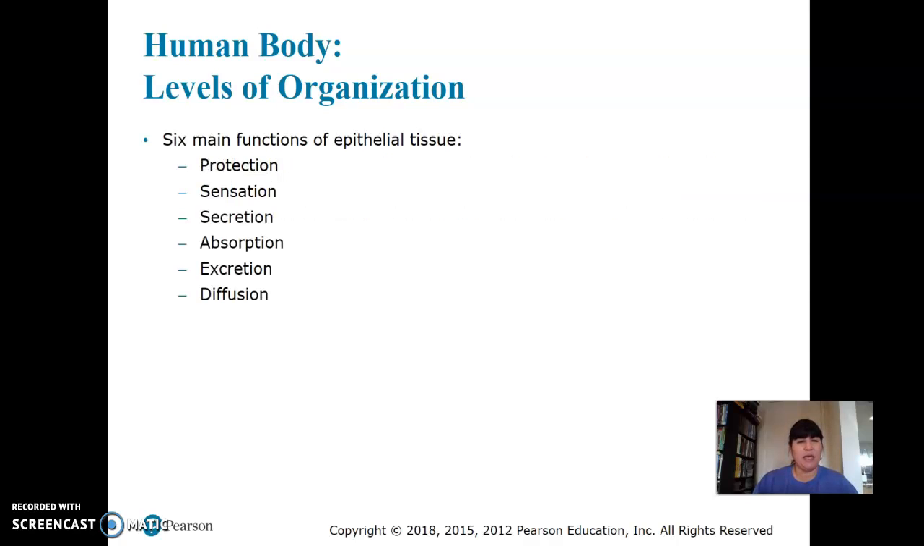Epithelial. Okay, 6 main functions of epithelial. So here they are: protection, sensation, secretion. So in your skin, secretion, absorption, like in the intestines, excretion, diffusion, like in the lungs.